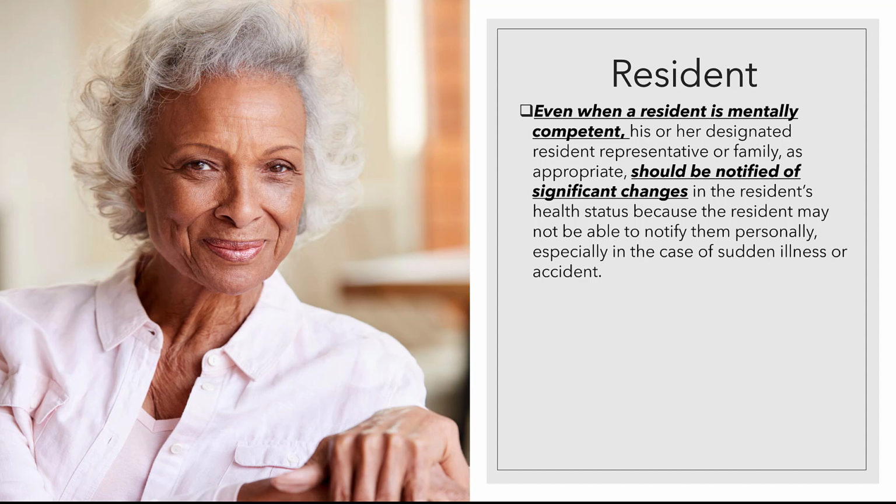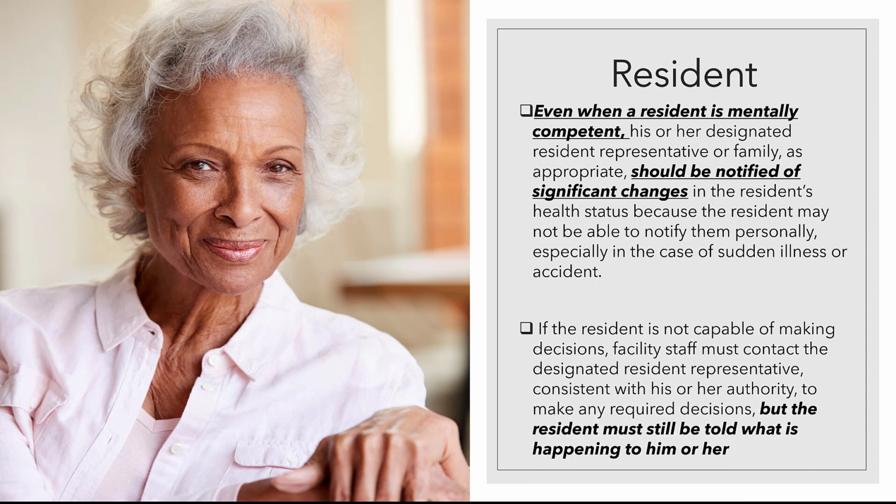Now, 99.9% of the time, the resident is not going to necessarily have a problem with you calling their representative to let them know changes in their care. But if that happens, make sure you clearly document. If the resident is not capable of making decisions, the facility must contact the designated resident representative consistent with their authority to make any required decisions. But the resident must still be told what is happening to him or her.